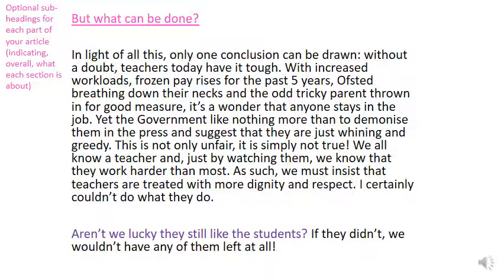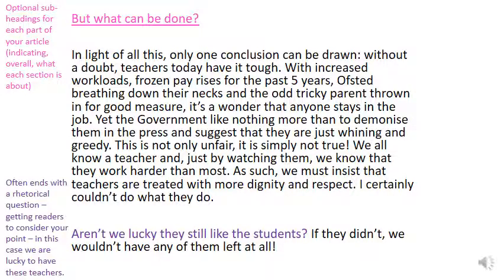Okay, so this is the conclusion, and if you remember on the list of features of article, often we said it ends with a rhetorical question as well. It also gives you quite a nice cyclical, circle structure to your writing. You started and ended with a rhetorical question. So you're getting a reader to consider your point. In this case, we are lucky to have these teachers. We need to value them a bit more. Okay. So those are the main features of an article.